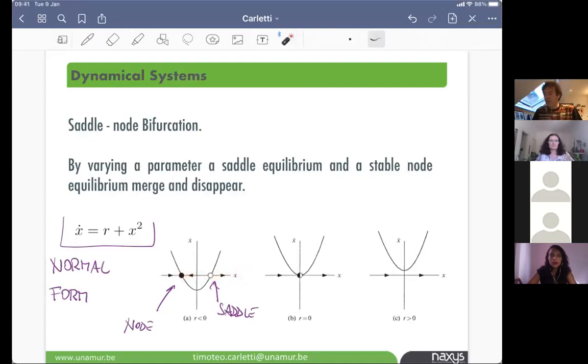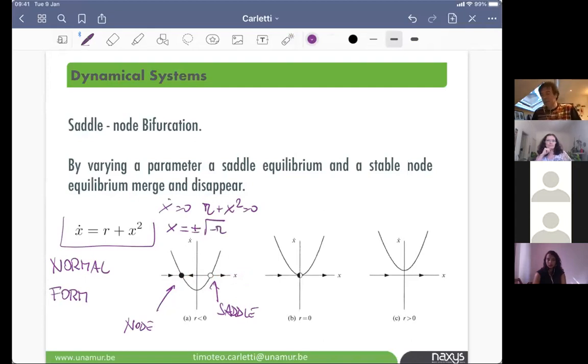Okay, but then you move your parameter. These points can be determined by putting x dot equal to 0. That means r plus x squared is equal to 0, and because r is negative, you have x equal to plus or minus the square root of minus r. So these are the two equilibria. But then if r is equal to 0, you see from the definition that the two roots coincide at the same point, which is 0.